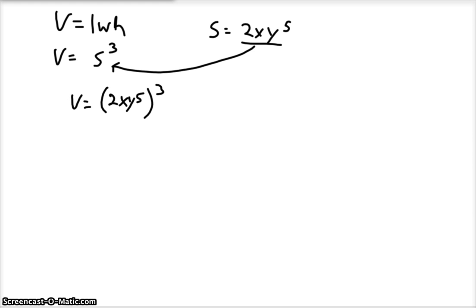Now again, we distribute everything, so we're going to have 8, which is 2 to the power of 3. Then we're going to have x, and that's going to be 1 times 3, so we have 3. And then we have y, which would be 15. And that is our final answer.